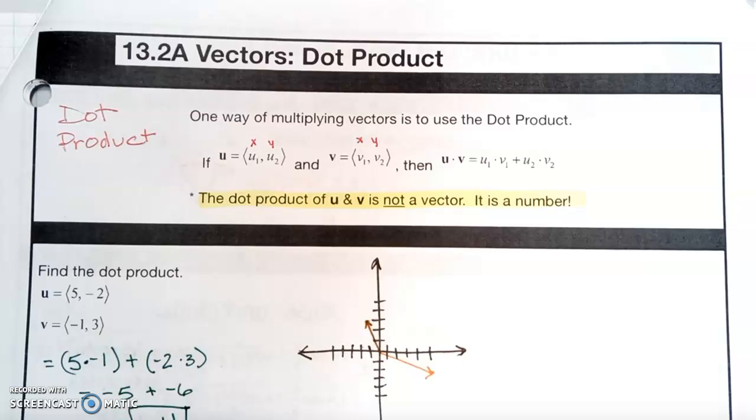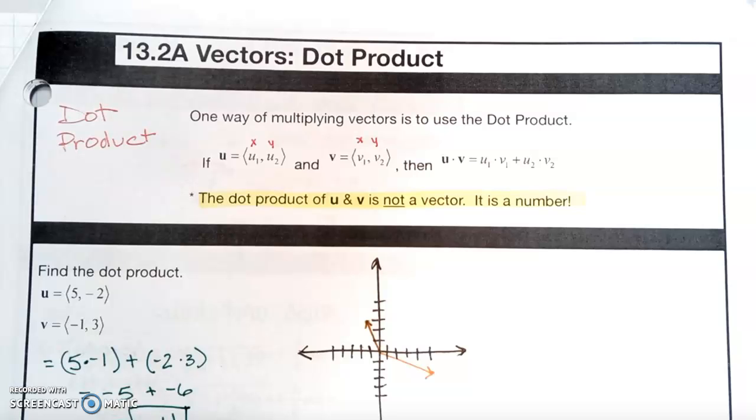Section 13.2a is titled dot product. One way of multiplying your vectors is to use something called the dot product. In order to multiply two vectors, you need to have two vectors. So they're going to give you two vectors, and then you're going to multiply them together following this little pattern right here.